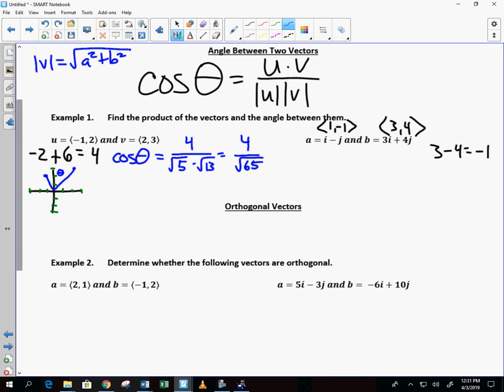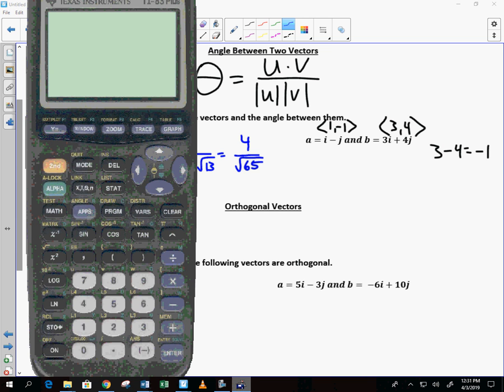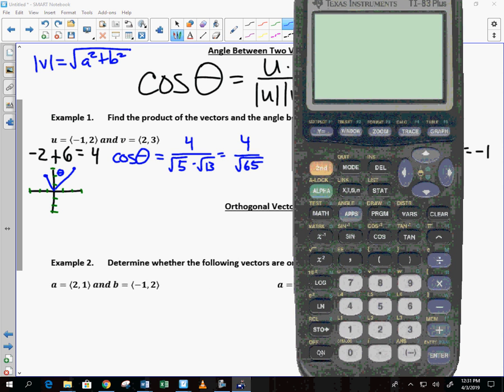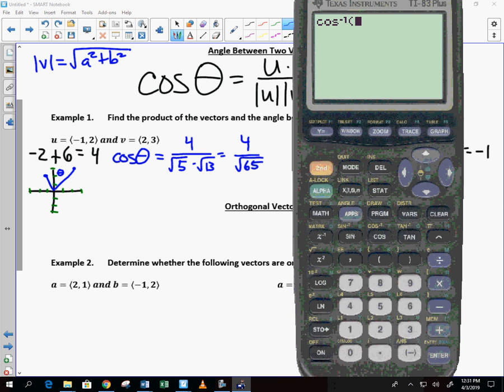Is that my angle? No, what do I have to do? Inverse cosine. I take out my handy-dandy calculator. If we're using vectors, we are in degrees. Mode, I'm in degrees, and I go. No, that's not our final answer, so we don't need to do that. There's your cosine inverse of 4 divided by the root of 65. Ba-boom. 60.26 degrees.